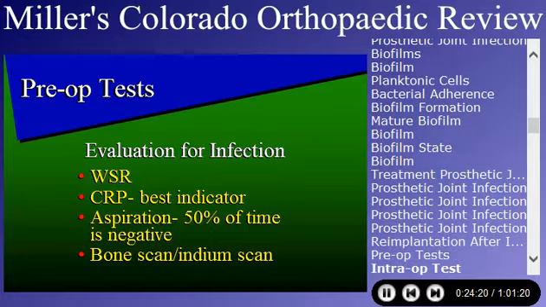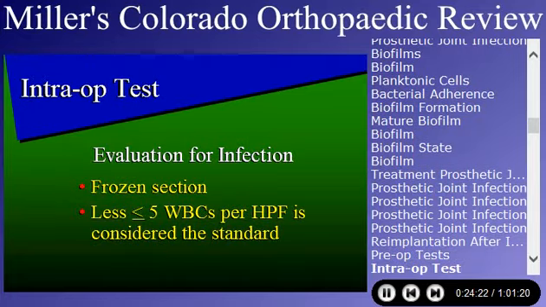Okay. The evaluation for infection, most people follow the ESR, but the C-reactive protein is your best indicator. So you'll start seeing CRP on your test questions. A normal CRP indicates absence of infection most of the time. Remember that aspirations are only positive 50% of the time. The other way to help assess infections is bone scan and indium scans together. The two are pretty sensitive.